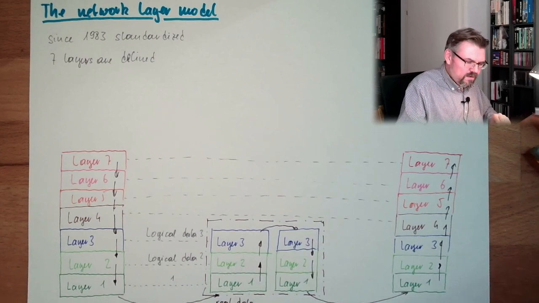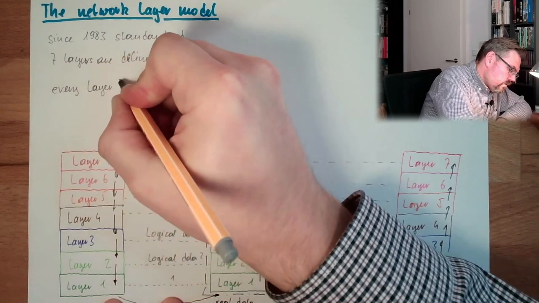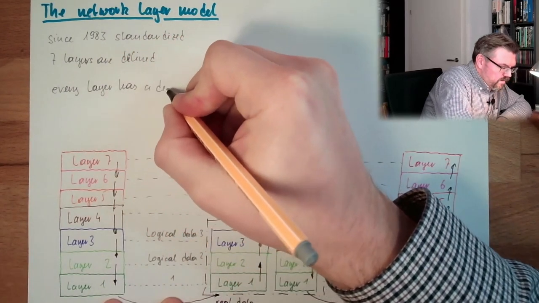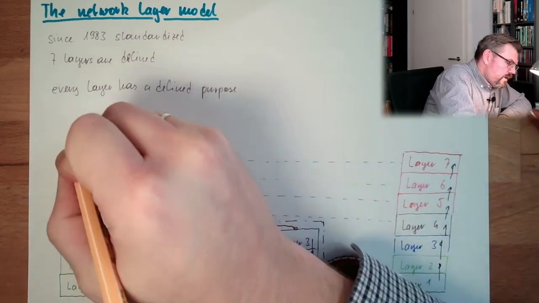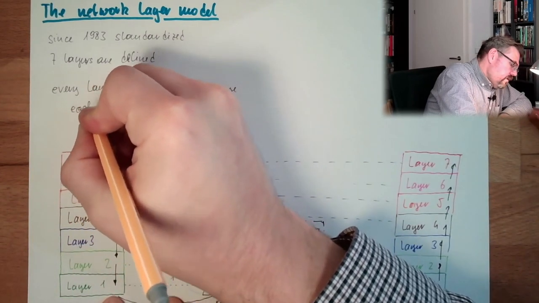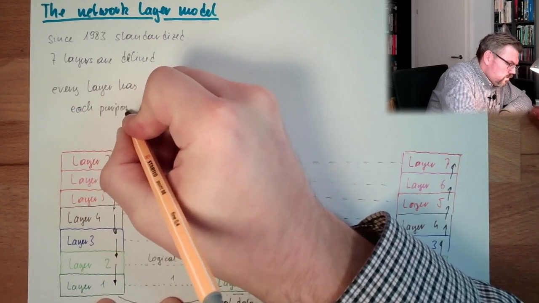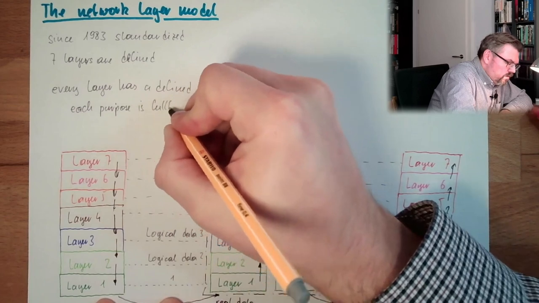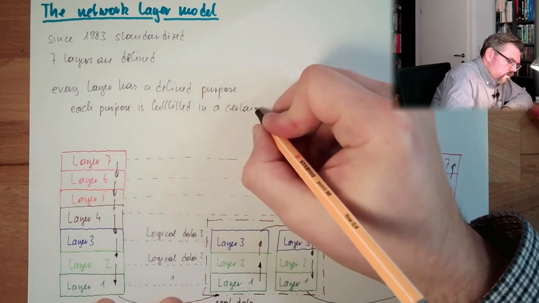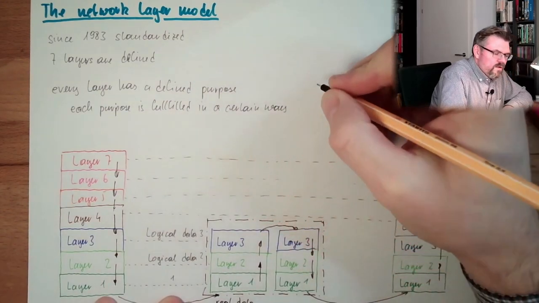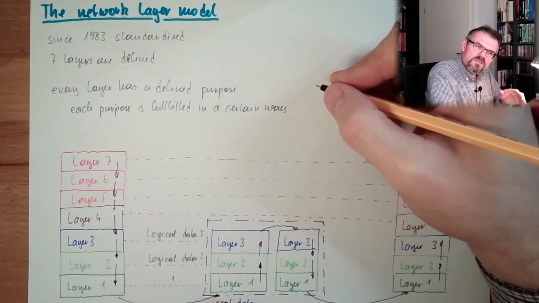If for every layer it is exactly defined what it means. Yeah? So every layer has a defined purpose, and each purpose is fulfilled in a certain way. Yeah? Everything which is necessary for this layer to operate must be defined somewhere.